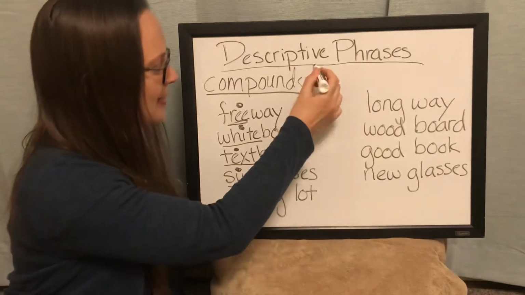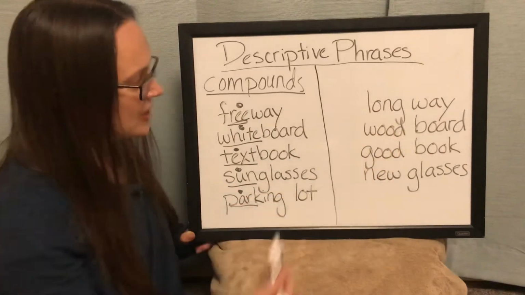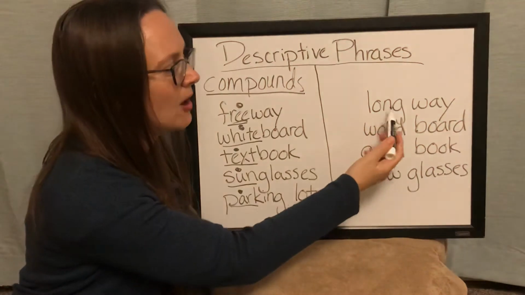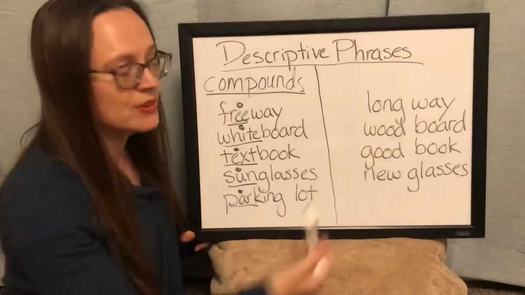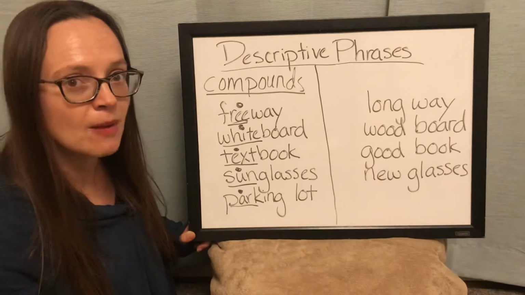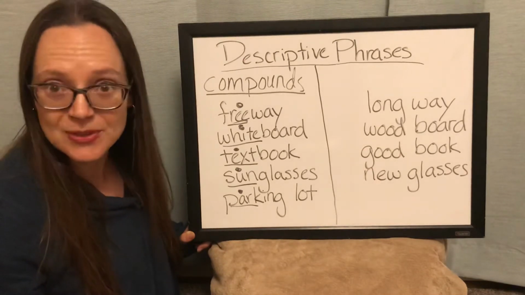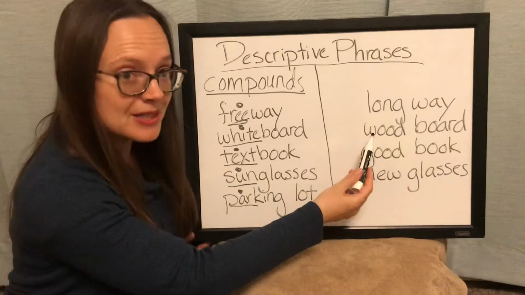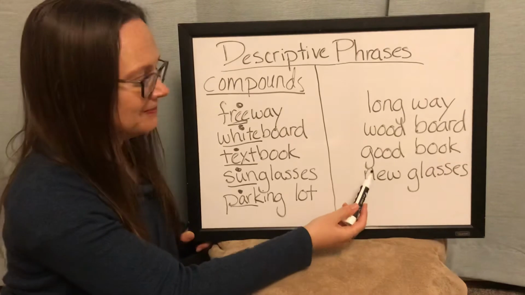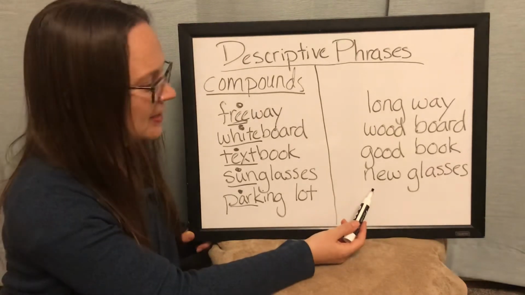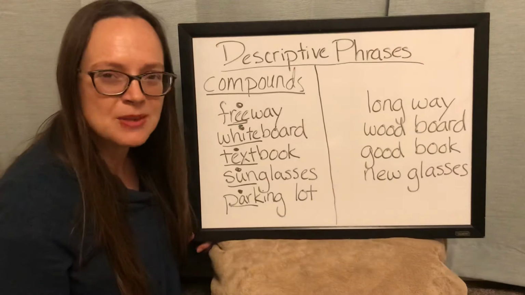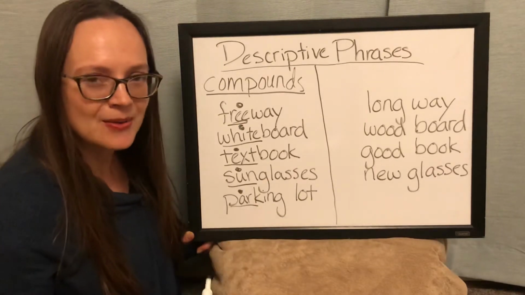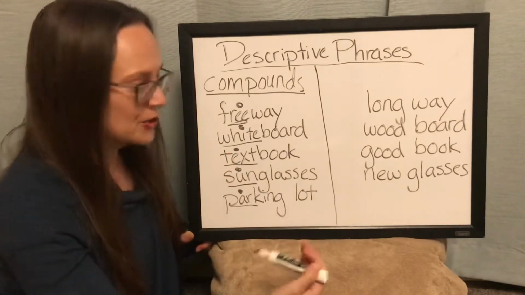Now look over here next to these. They actually have part of the word that's the same, like freeway, but this one is long way. And actually the stress pattern for these is different than the stress pattern for a compound noun. Listen to it and see if you know what the stress pattern is. Long way, wood board, good book, new glasses. Did you notice which part was most important for our descriptive phrase? It wasn't the first part like the compound. It was the second part.